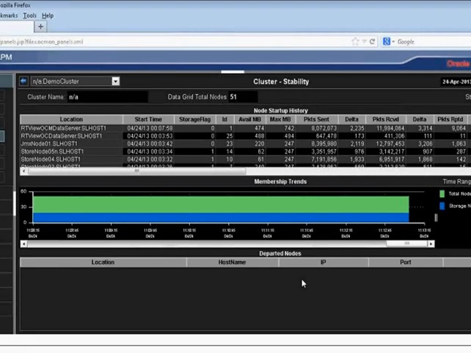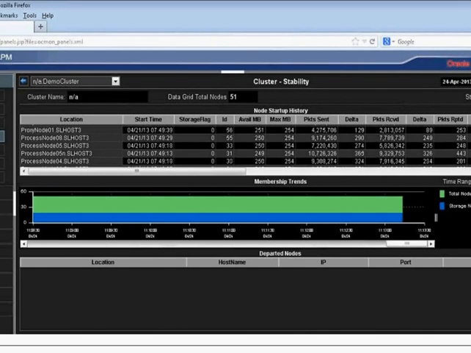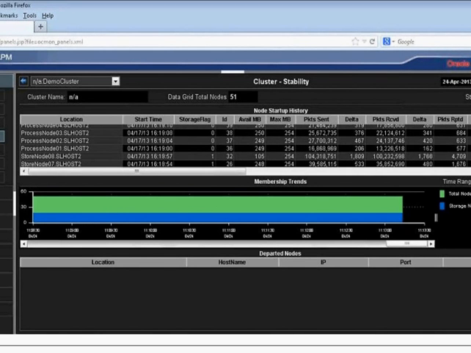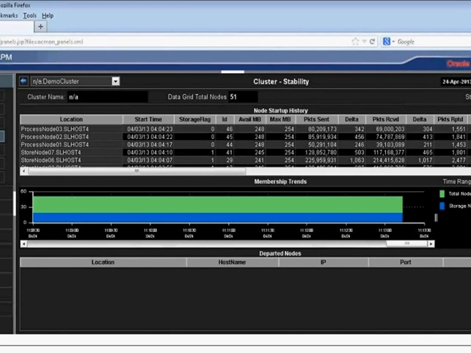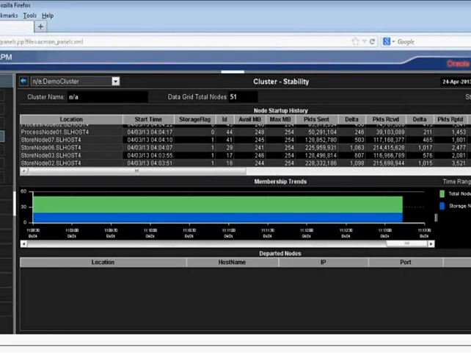And where you'll see this in our product is in our stability metrics page. The nodes will be listed here, providing a location, a host name, and an IP. Now, location is actually configured by each one of the administrators to uniquely identify each node in the cluster. And the reason for this over the ID is that the ID is transient.